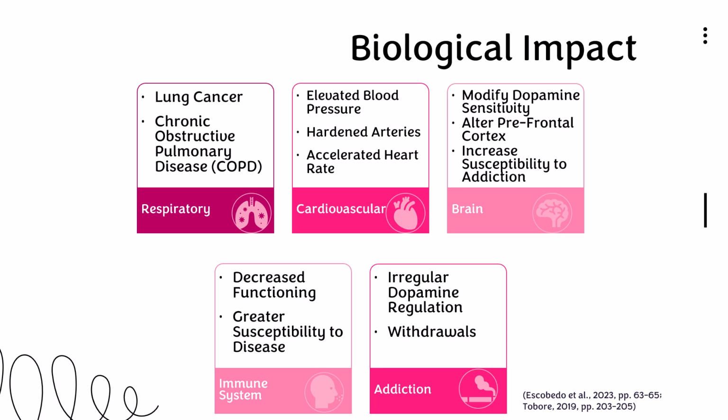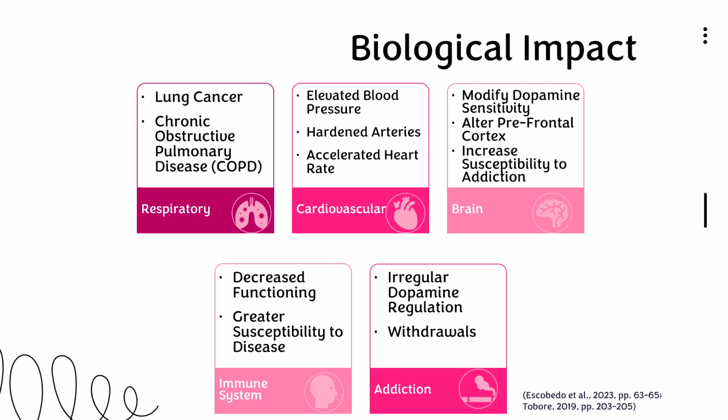The impact on the brain is it modifies dopamine sensitivity. It alters the prefrontal cortex development. So it can take longer for that prefrontal cortex to develop, which is still developing during adolescence. That goes back to those risky behaviors. And then you have an increased susceptibility to addiction to other forms of substances. Then it affects your immune system by decreasing its functioning, which means a greater susceptibility to disease and longer healing time.